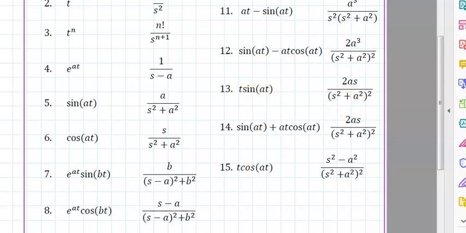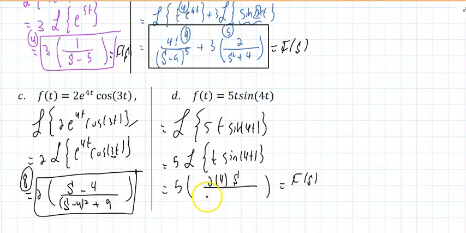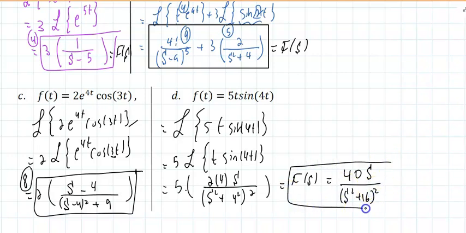Over s squared plus a squared, quantity squared. You could make that an 8, of course. So you could say that is 5 times 8s over s squared plus 16, quantity squared. And if you're not sure how to do this, you can integrate and get the same thing. And that's pretty much it for this section.